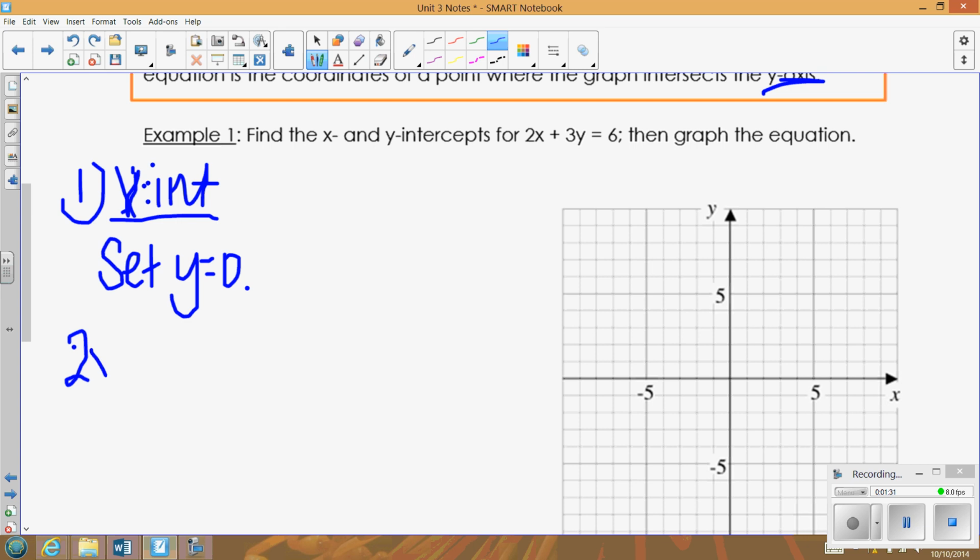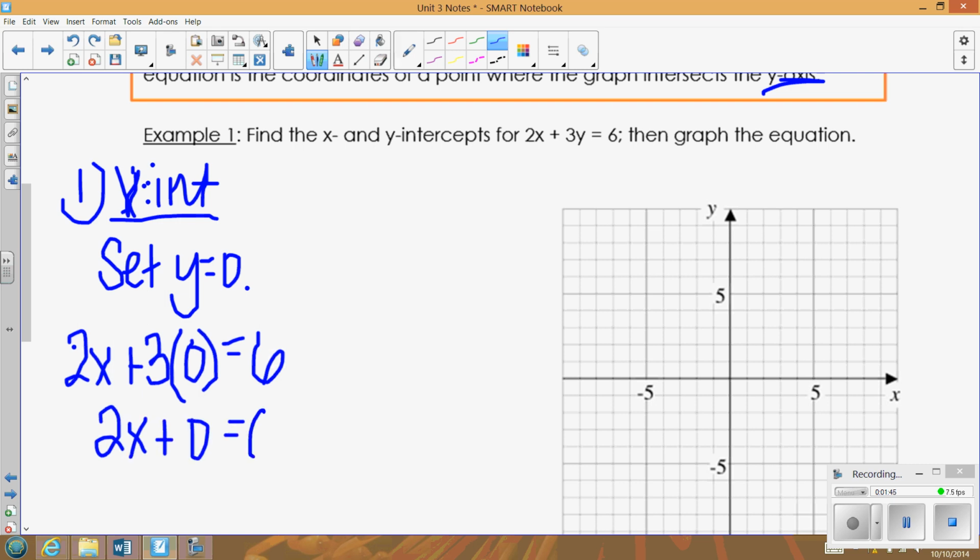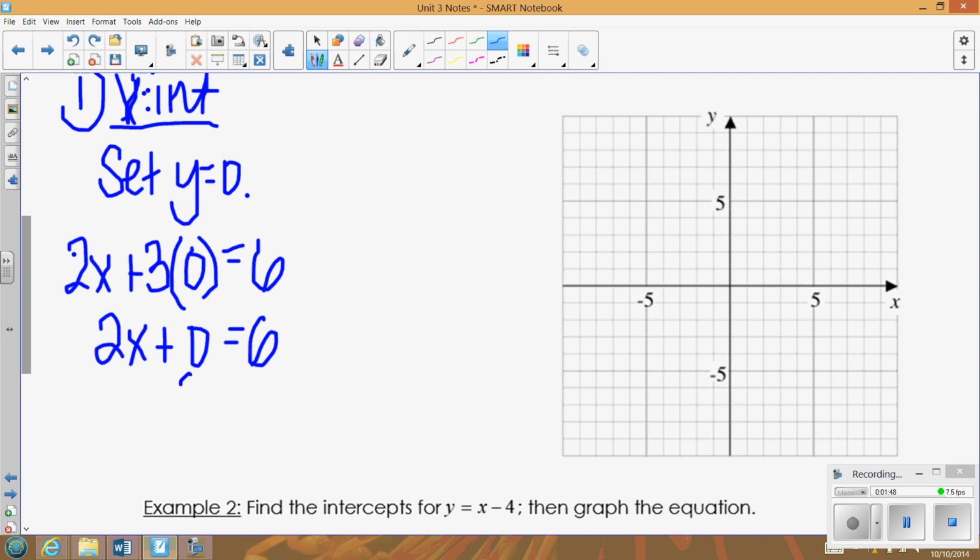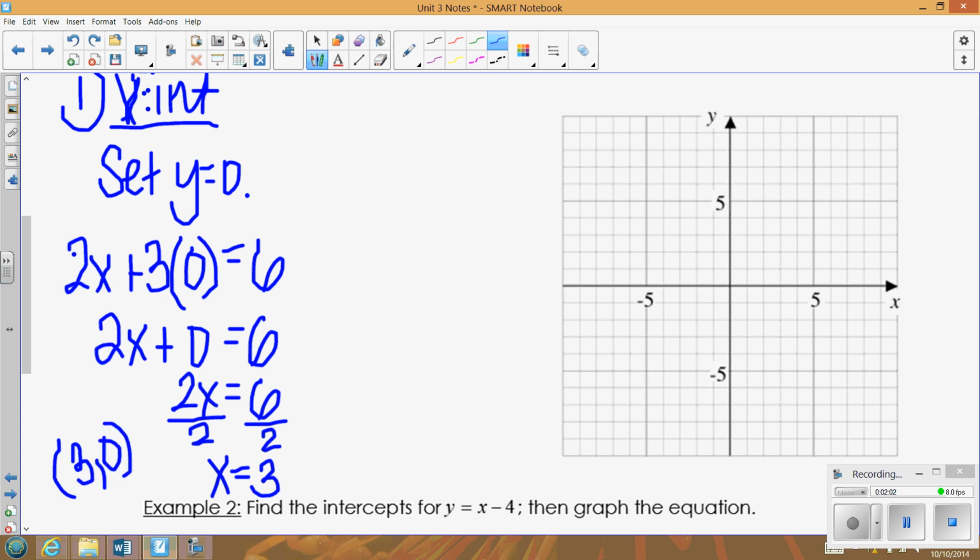So I'm going to do 2x plus 3 times 0, because I'm going to let y equal 0, equals 6. And now we're just going to go ahead and solve this. So I have 2x plus 0 equals 6. So 2x equals 6. Divide everything by 2. We get x equals 3. So that means my x-intercept is 3, which is really the coordinate (3, 0), because the x value is 3 and the y value is 0.